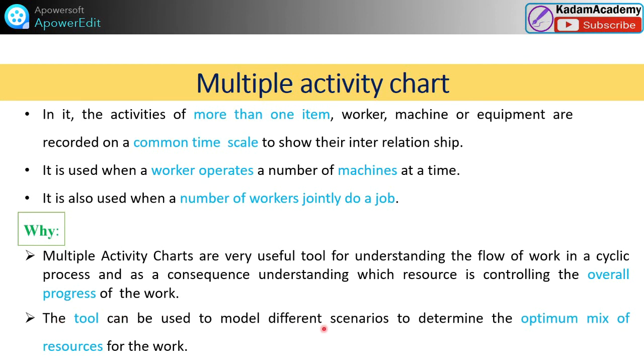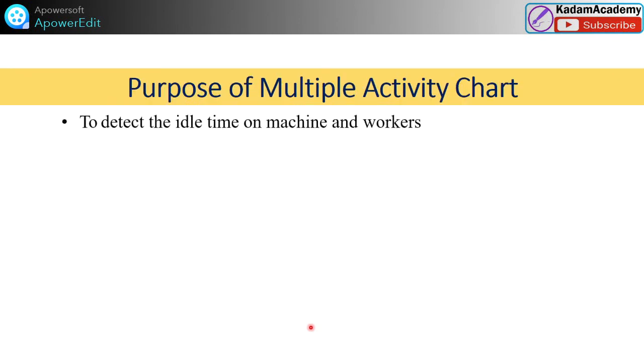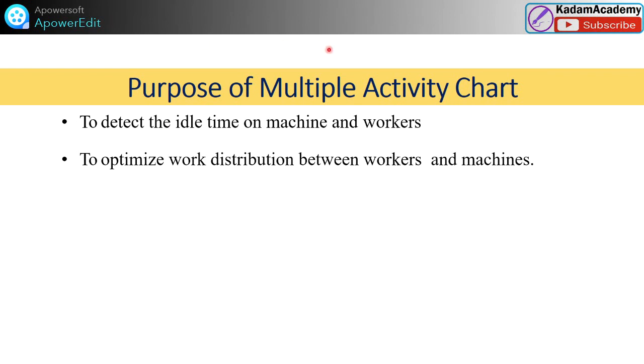The tool can be used to model different scenarios to determine the optimum mix of resources for the work. This multiple activity chart tool is also used to model different scenarios and determine the optimum mix of the resources. So then the purpose of the multiple activity chart will be clear to you. What purpose? To detect the idle time on machines or workers. Where is the idle time? It will also detect that.